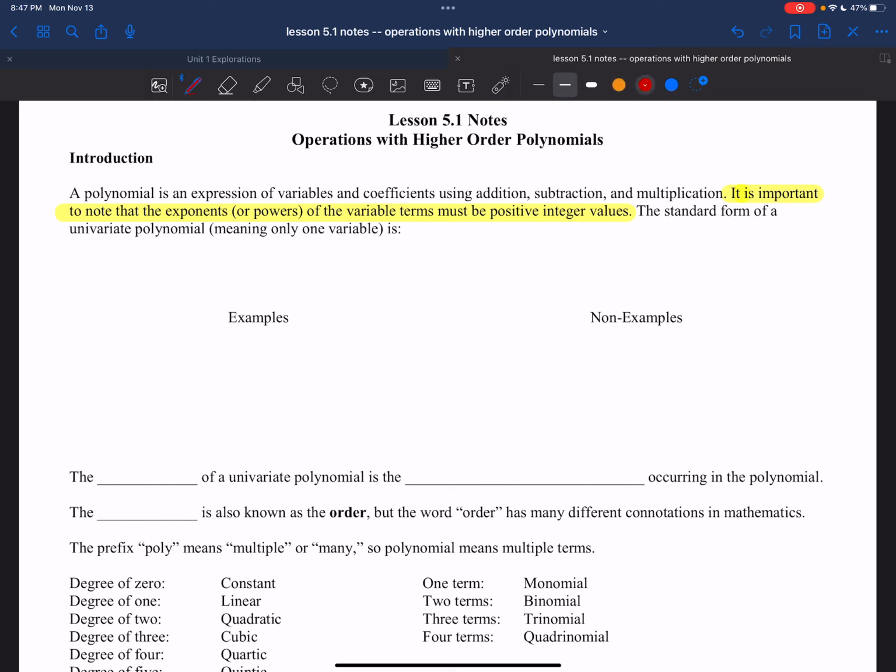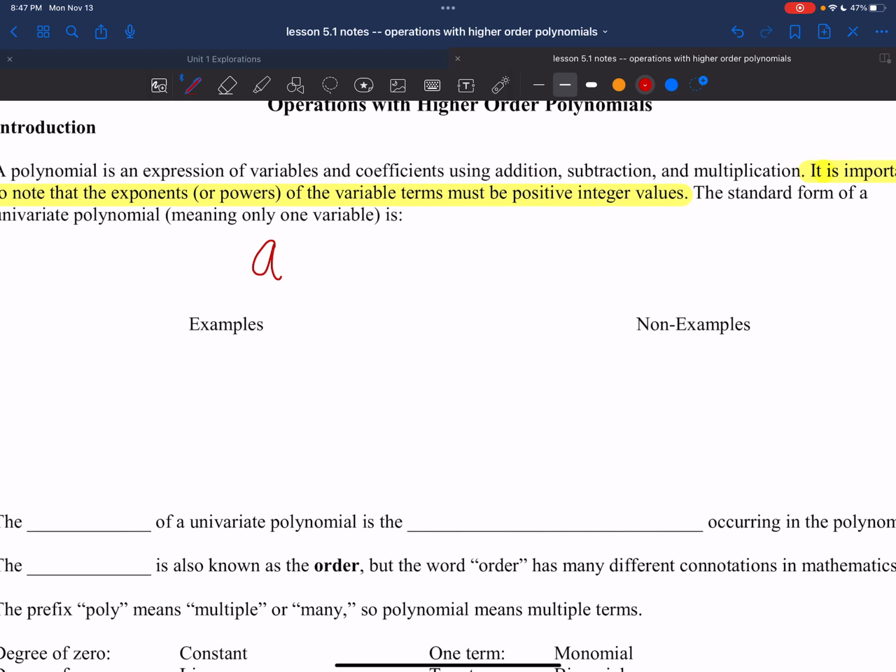The standard way to write what's called univariate, you'll see that word right there. Univariate just means one variable. Think uni, one, variate, variable. So the standard way to write a polynomial is a sub n, so that's a subscript n, times x to the power of n. So n is the subscript on a, which is just to denote that it is the coefficient on the variable x to the power of n, okay?